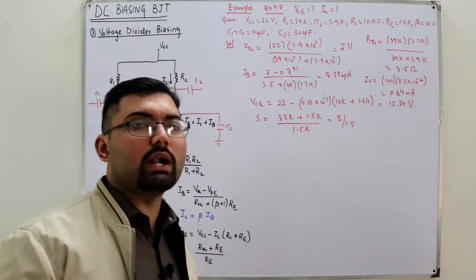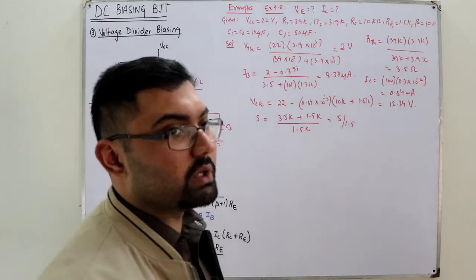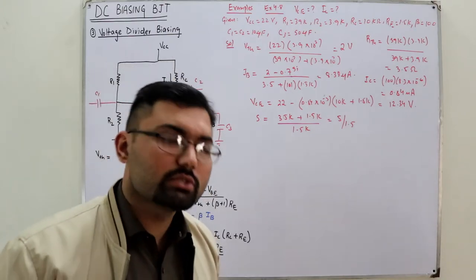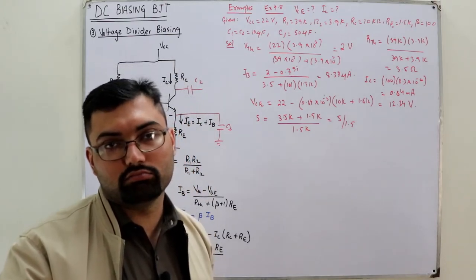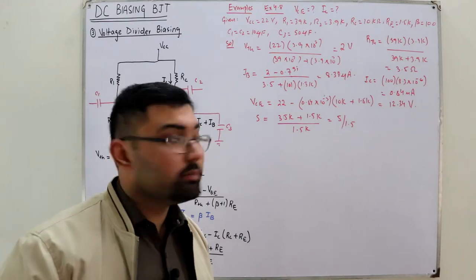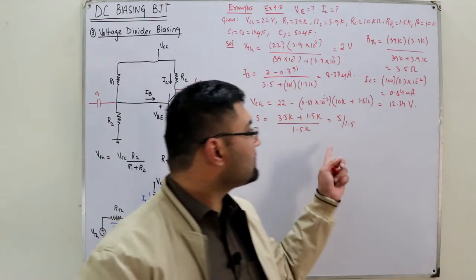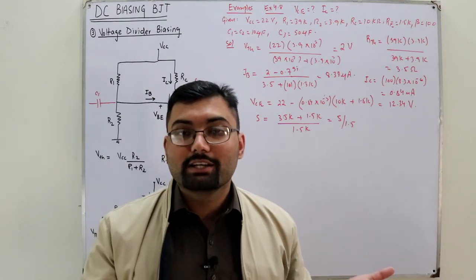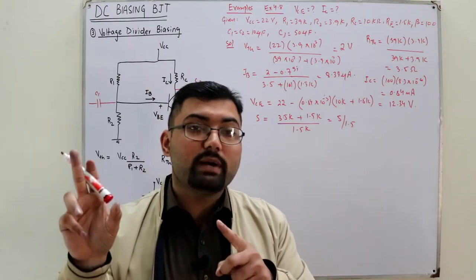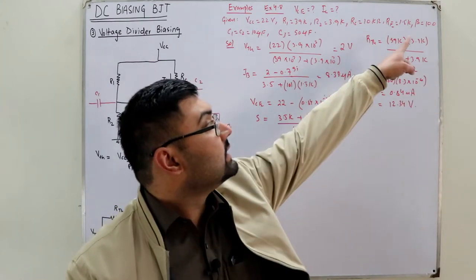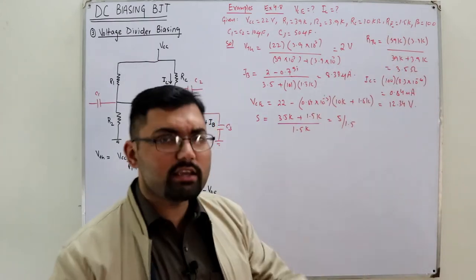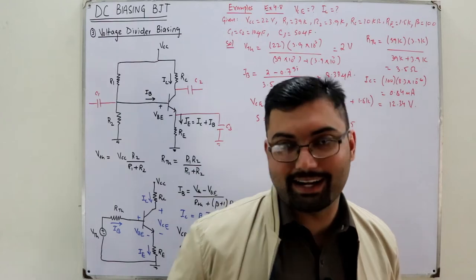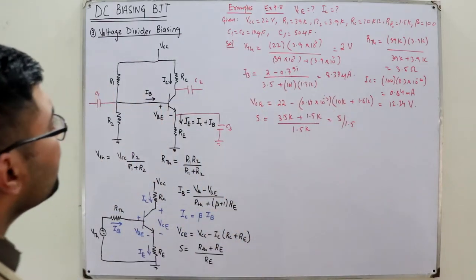5 divided by 1.5 is 3 point something, or maybe 4 something. Very small value as compared to 1 plus beta. Beta is 100 and 1. For instance, this value is 3 or 4, let's say 4. And for the fixed bias configuration, we set beta plus 1, that would be 101. So 4 is nothing in case of 101. So this is for the first example.